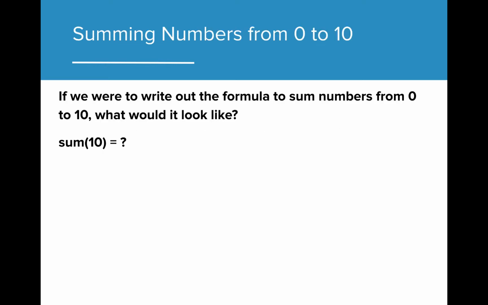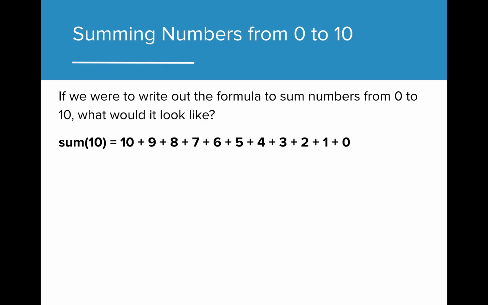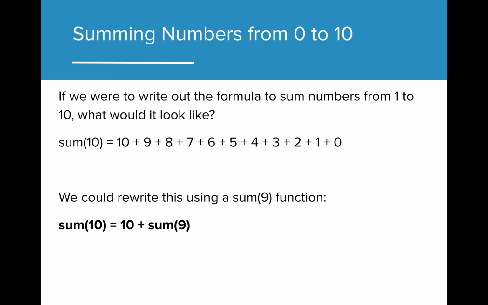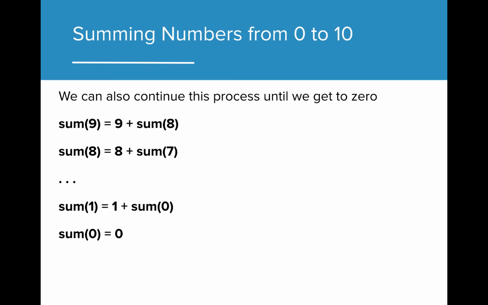Let's start by looking at this problem mathematically. What would a function to sum the numbers to 10 look like? We could write this out with every number starting at 10 and continuing to 0. We can actually take this part of the equation and rewrite it as the function sum9. So our original formula can be rewritten as sum10 equals 10 plus sum9. We can keep doing this all the way down to 0.